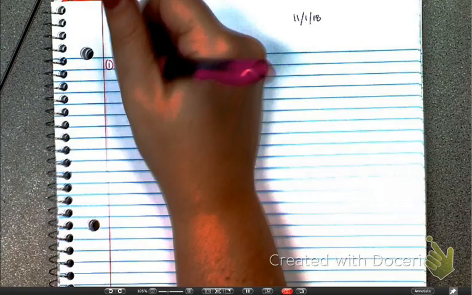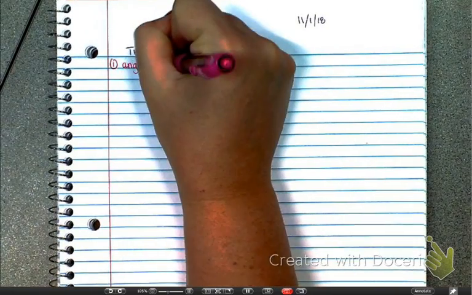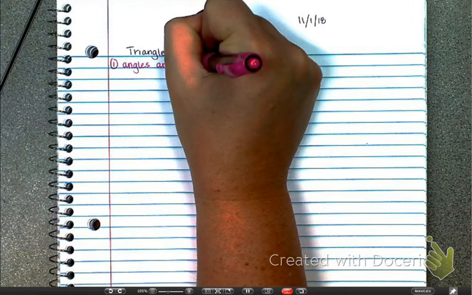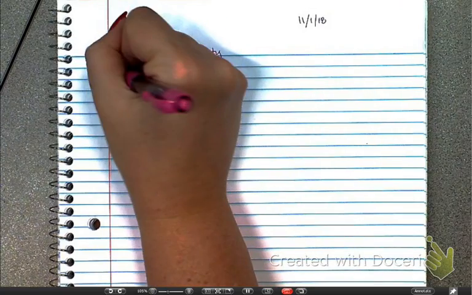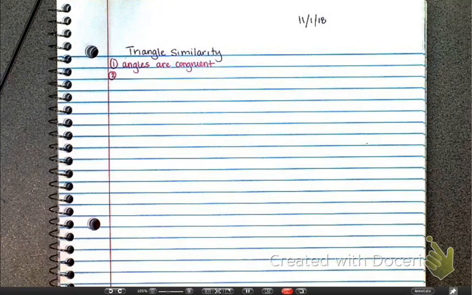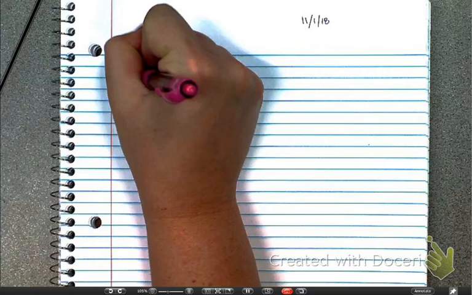All angles have to be congruent. And you said scale factor, so it's something with their sides. What about their sides? Starts with a P. Proportional. Sides have to be proportional.